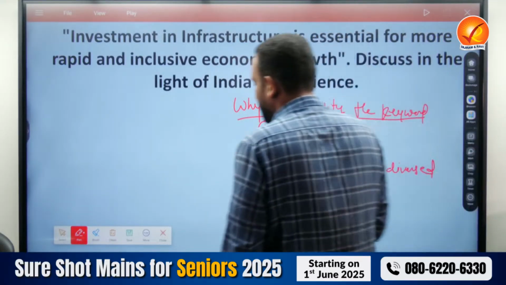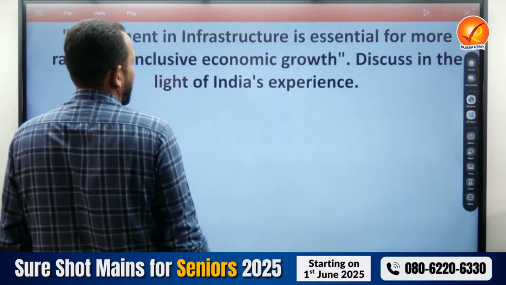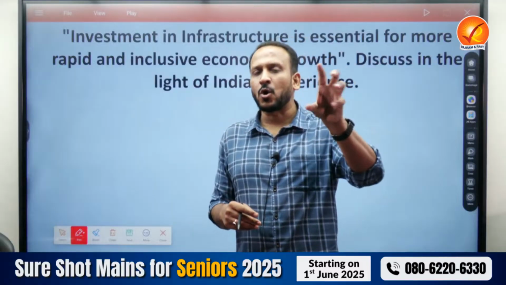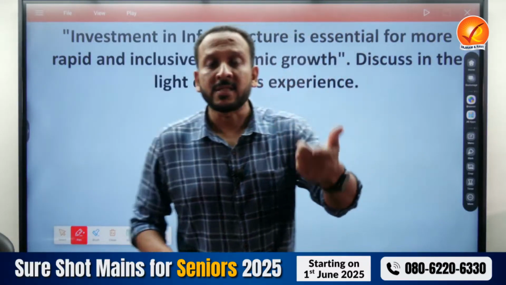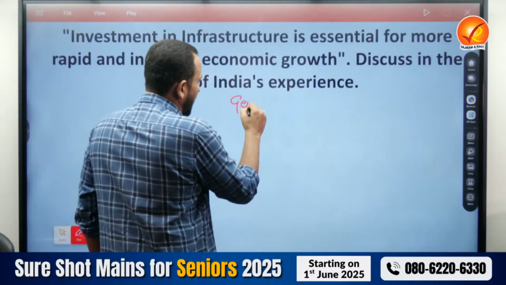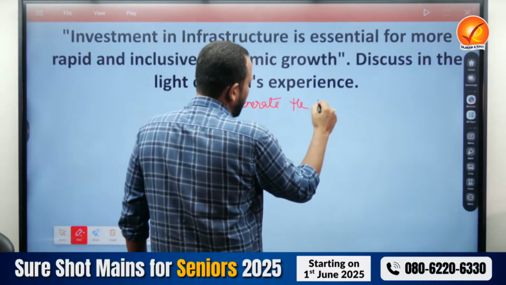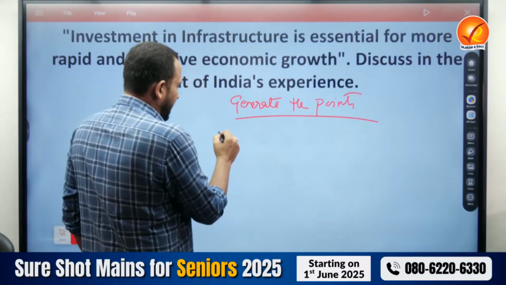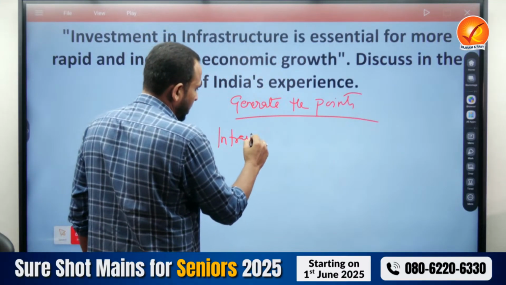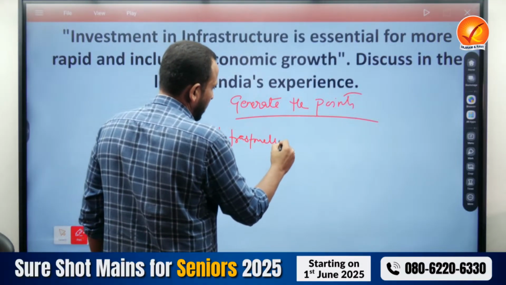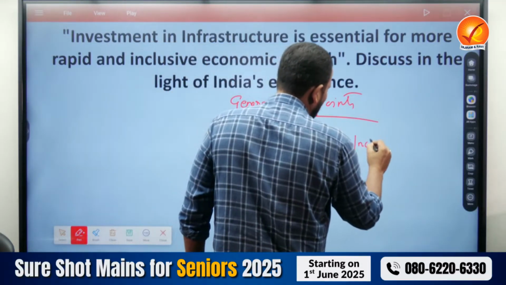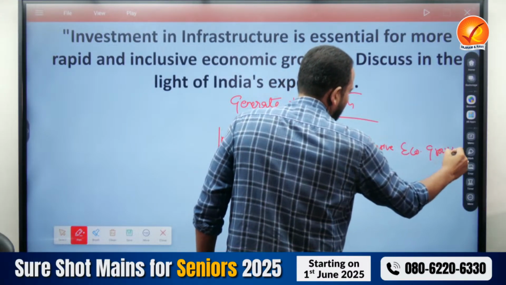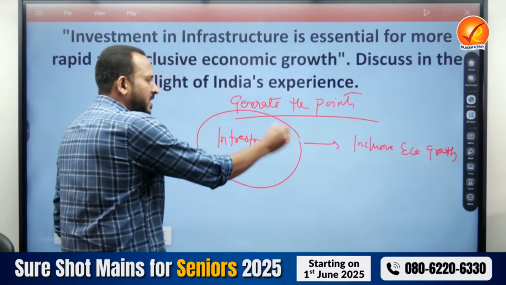So in this question, the very first keyword which I am going to pick up, can anyone tell me which keyword I can pick up to break down or to generate the points? To generate the points, which keywords will I pick up? Now, usually what I do, infrastructure, right? Infrastructure leads to inclusive economic growth. Inclusive economic growth.